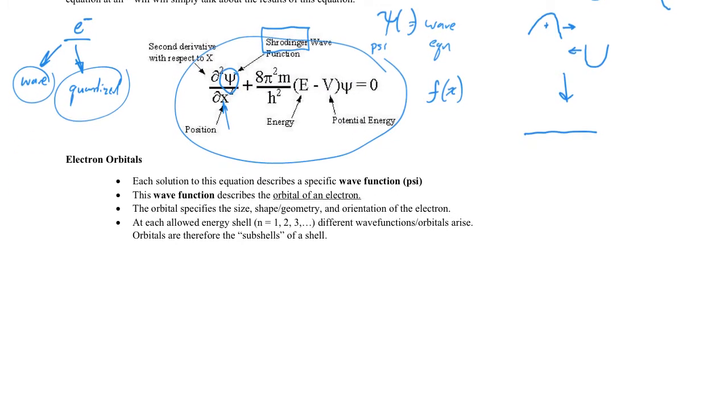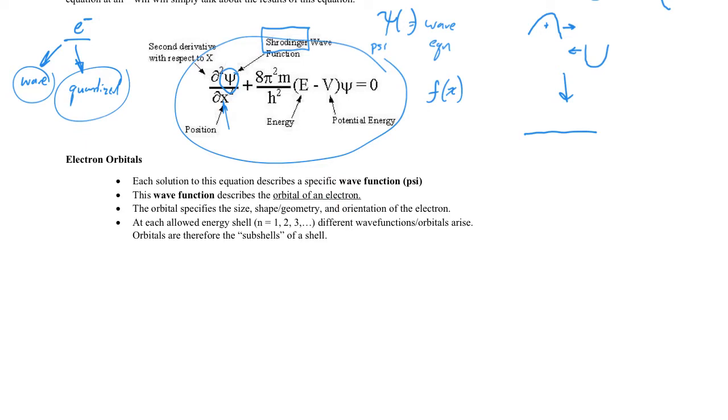So this is a summary of what we're going to do. We're not going to solve this equation, but we are going to consider the solutions to this equation. And what we're going to find out is that each solution to this equation describes a specific wave function, which is called psi. Now, this wave function describes something we're going to be calling an orbital.